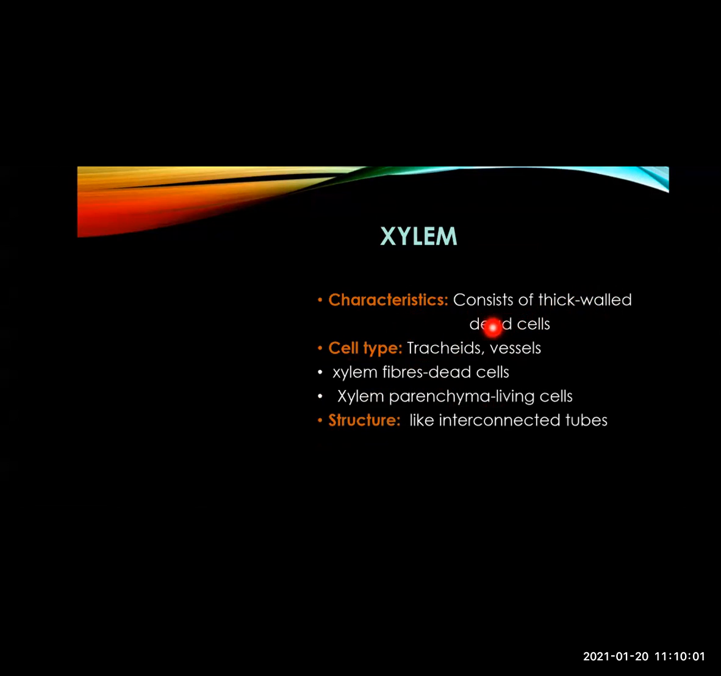Remember, xylem is made up of four types of cells: tracheids and vessels, which are the major conducting cells, whereas xylem fibers provide support to the conducting cells, and xylem parenchyma helps in storage of the nutrients. What is the structure? They are an interconnected tube-like structure. Now, what is interconnected?